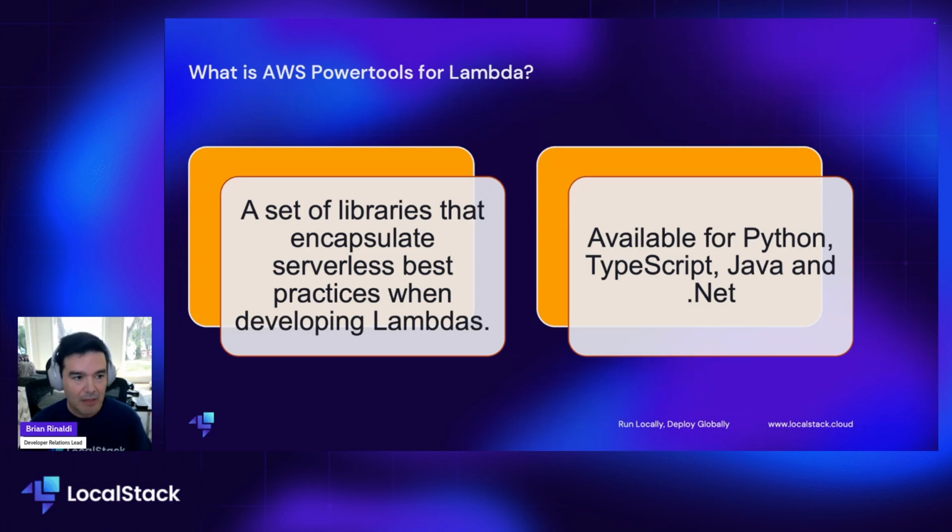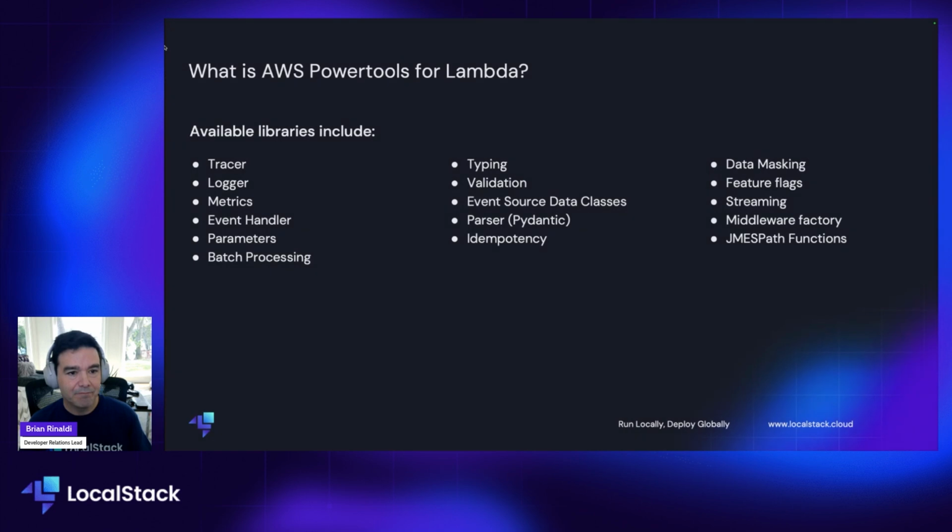So these are the libraries that are included in Power Tools for Python. You see, there's 16 of them right now. They cover a whole bunch of different types of things that you might need, from adding streaming to feature flags to event handling, to idempotency and tracing and so on. All of these, again, are designed to be reusable, so you don't have to add the entire set of 16 into your Lambda. You choose the ones you need for that particular Lambda, and you can add those in individually.